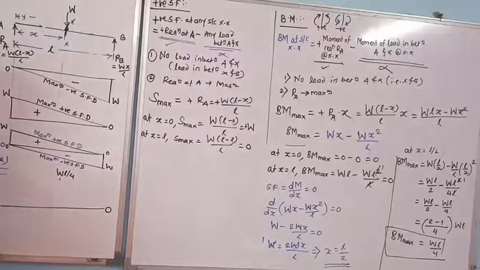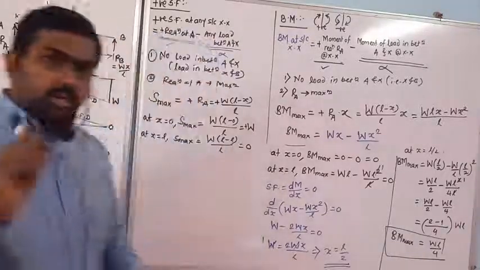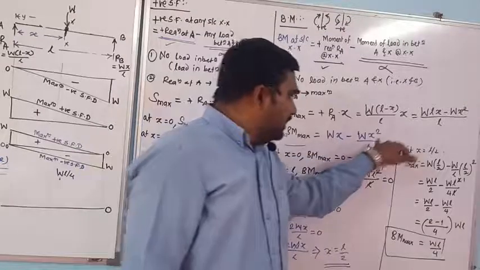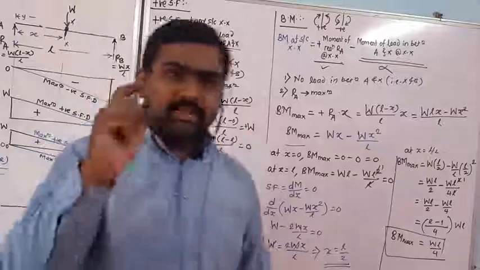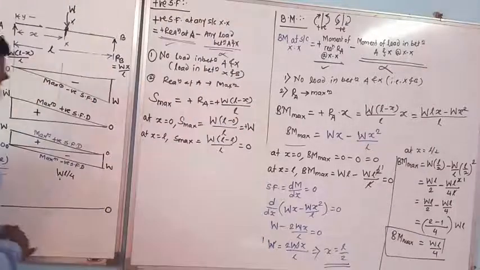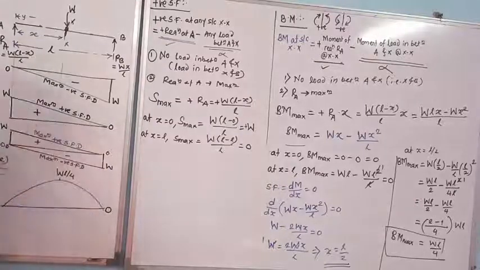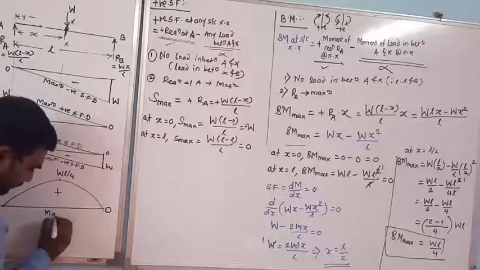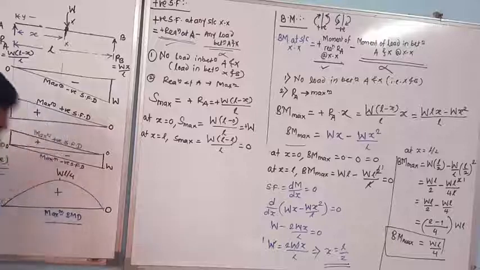Now, the question is how to join this, with a straight line or with a curve? So we need to check again the equation here, that is WX minus WX square by L. Here x has a degree of 2, since it is a parabolic equation, we are going to join this with a parabola. And this is our maximum bending moment diagram.